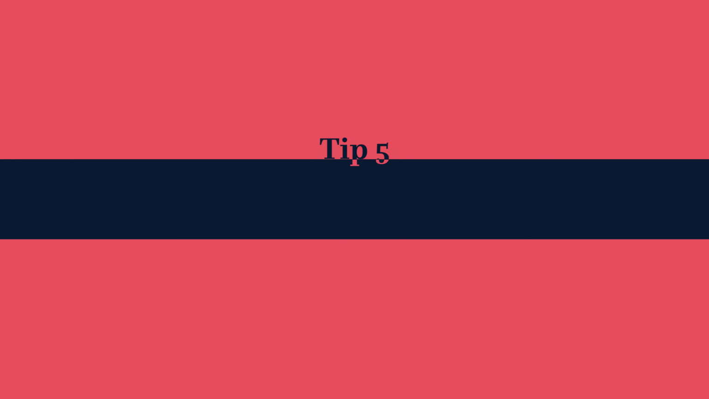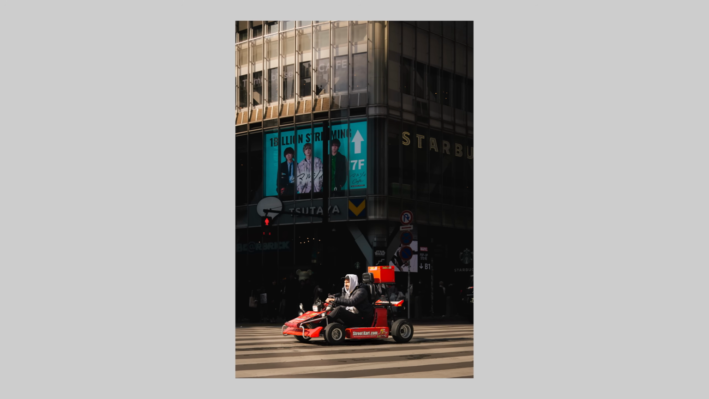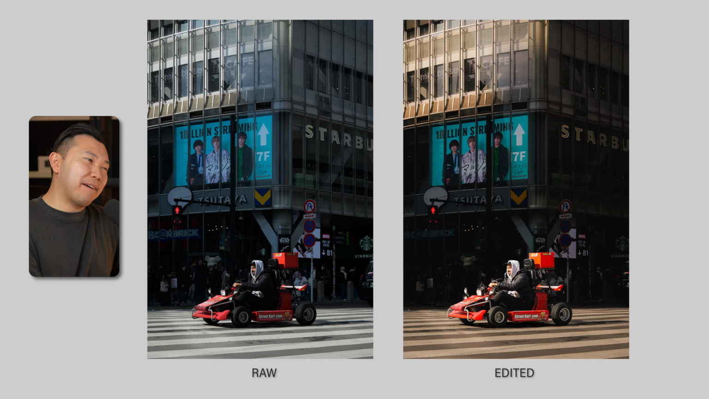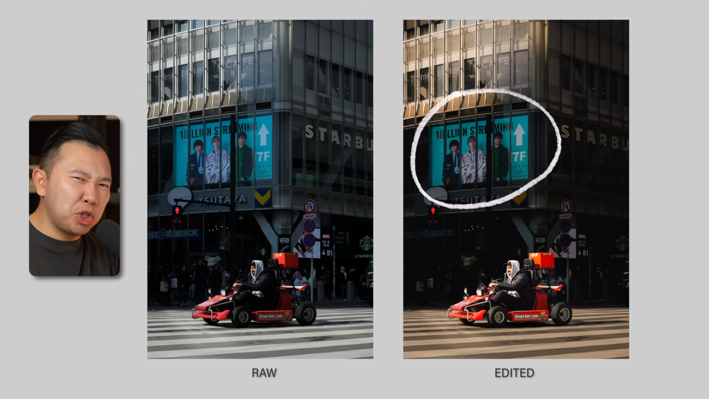Boom! Tip 5. 50 Shades of RGB. Here's something that I've learned in the last couple of years that I'm still using to this day. And I captured this photo a few days ago. This is the before and this is the after. Loads of warm color tones now, but this electronic billboard is still too blue.